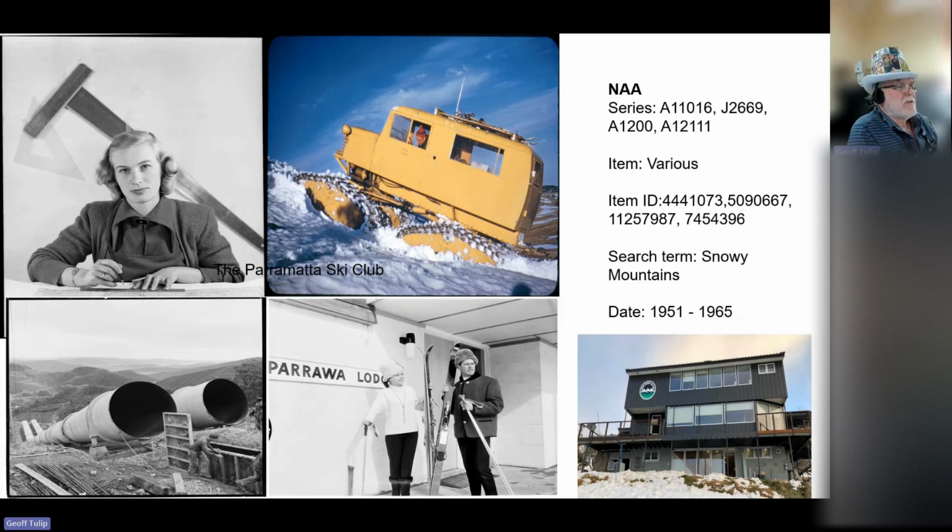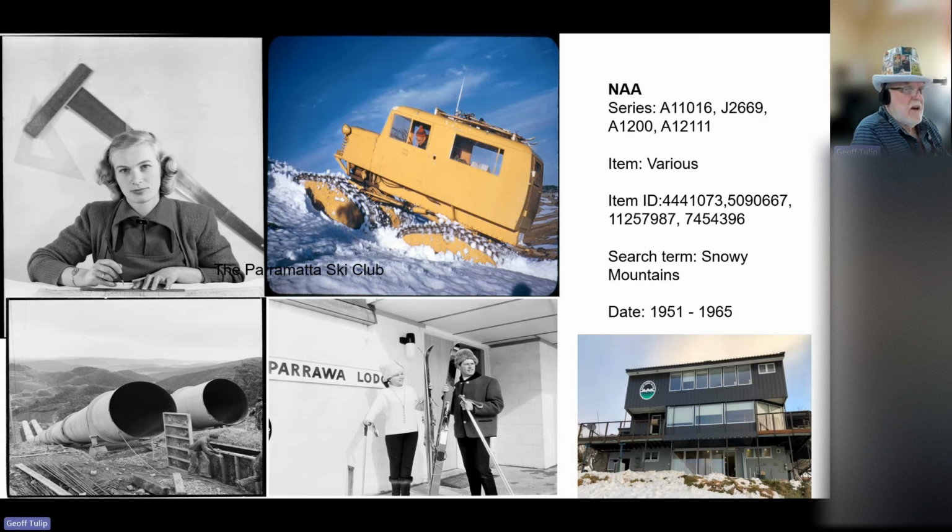So the Snowy Mountains, love the Snowy Mountains, been there many times. So there are over 5,500 images in this search. So here are just a few. So the construction of the Snowy Mountains hydroelectric scheme, and this is a woman with building plans in 1951. The next one is a snow cab in the Snowy Mountains in 1957. And some pipes, 14-foot diameter steel pipes in 1965.